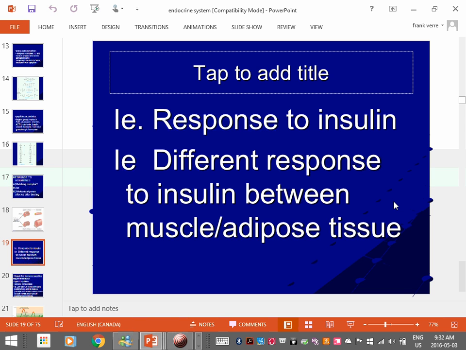Now, when insulin is released, not all cells are going to respond to insulin. And the ones that don't respond, because they don't have what? They don't have a receptor for insulin. Okay? The ones that do respond may not respond the same way. So I'm going to give you a question. What do you think a muscle cell does when it encounters insulin?